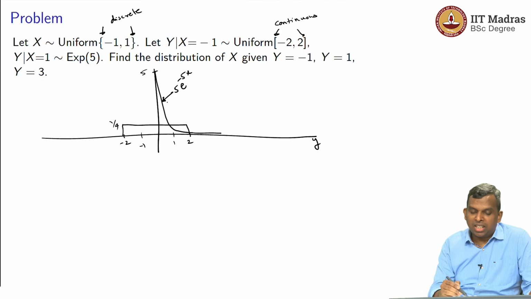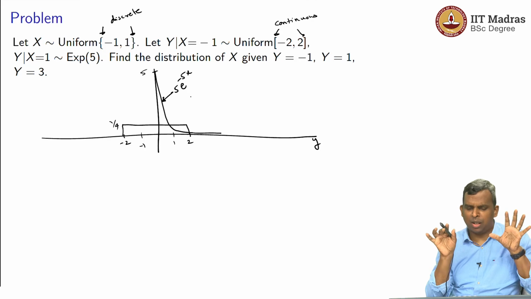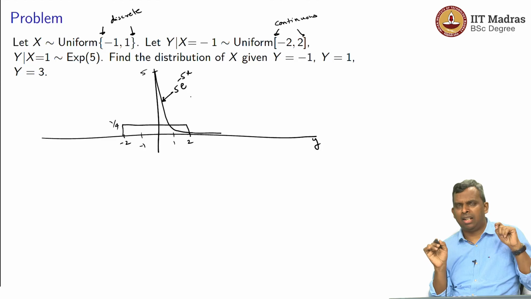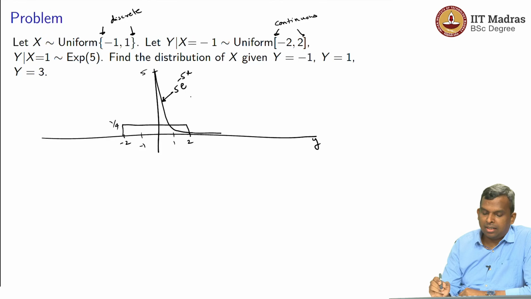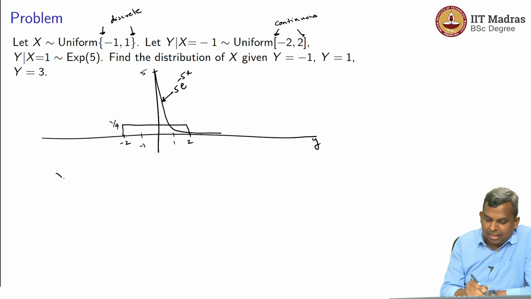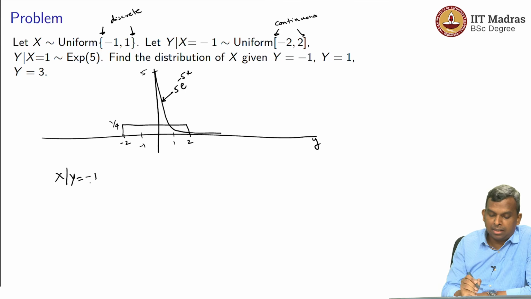So these are the two conditionals. Hopefully you can picture this now. x takes value -1 and 1. When x is -1, y is uniform from -2 to 2. When x is +1, y has a conditional density which is like this. So x is uniform on -1, 1. What's being asked here is x given y equals -1. When x given y equals -1, it might possibly take values -1 and +1. So for this, I want to compute the probability that x equals -1 given y equals -1.